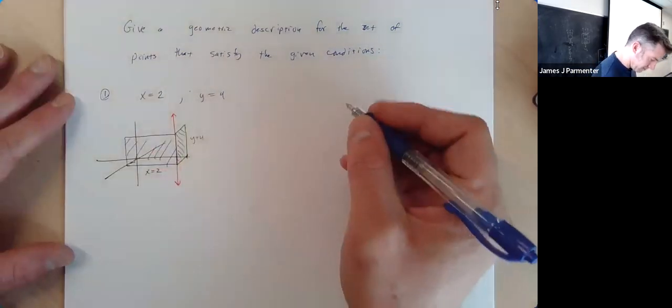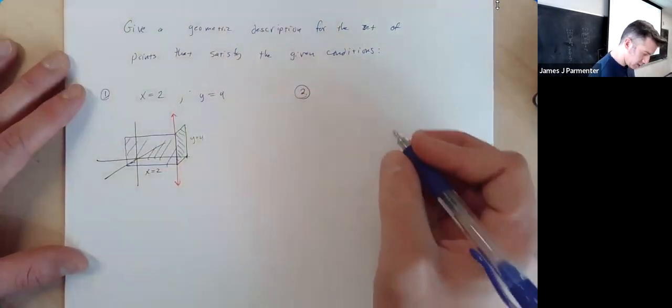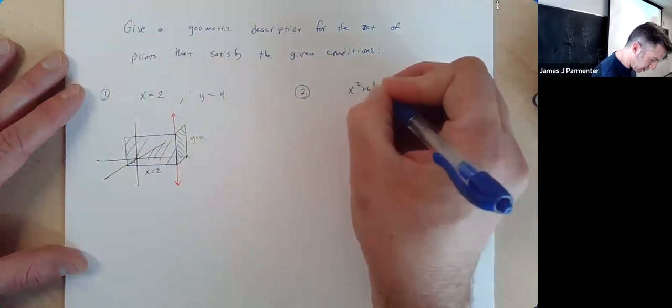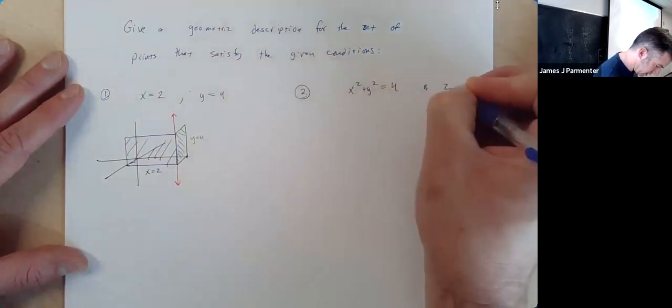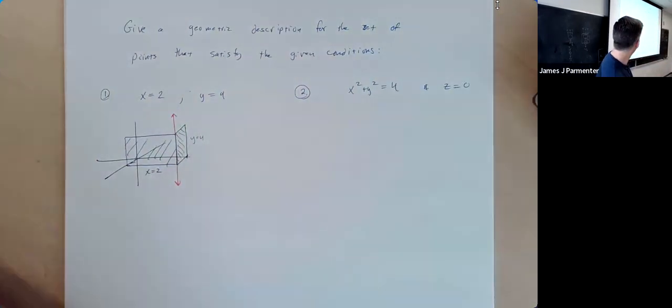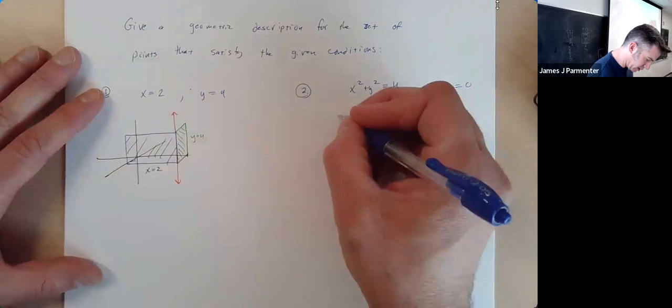So let's say I had the equation x squared plus y squared equal to 4 and z equal to 0. Okay, x squared plus y squared equal to 4 is what kind of shape?